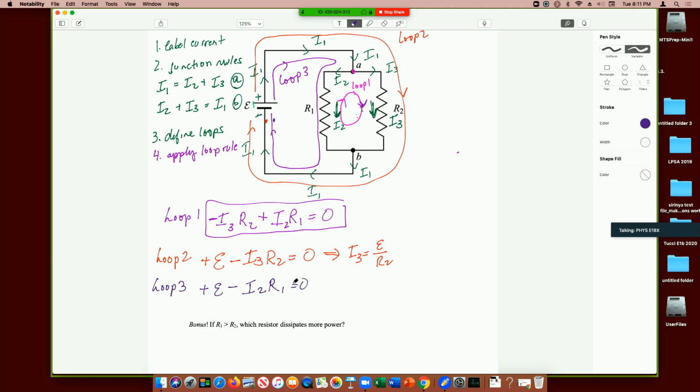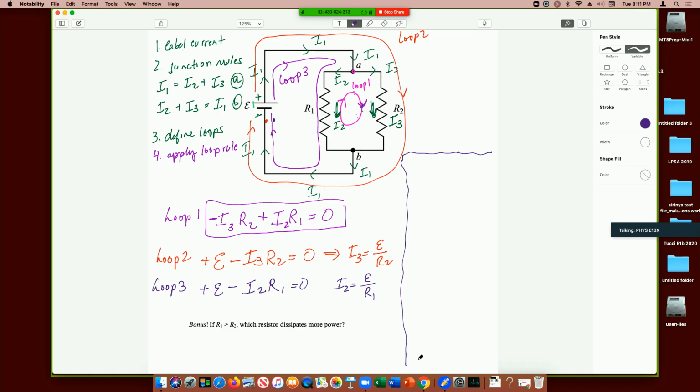And so similarly, I could calculate what I2 is. I2 is just going to be E divided by R1. And so that's really great. It allows me to calculate the current through each of those two components. Let me just show you something to bring it all together.